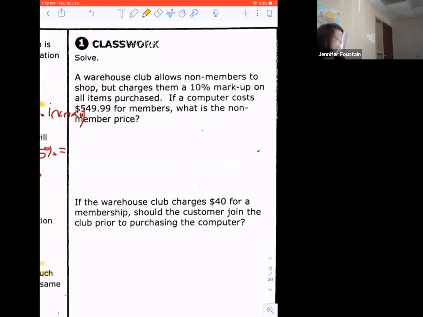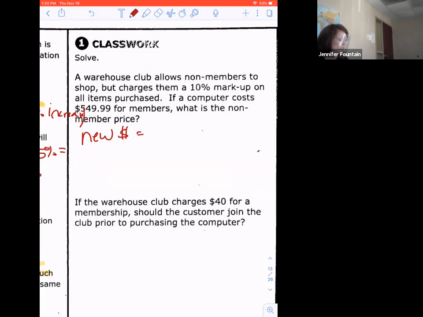So the Warehouse Club allows non-members to shop, but charges them a 10% markup on all items purchased. If a computer costs $549.99 for members, what is the non-member price? Okay, so let's think about this for a minute. What is the cost? So I need to find out what my new price is. So I'll just put it as new with a dollar sign. So I need to find my new cost.